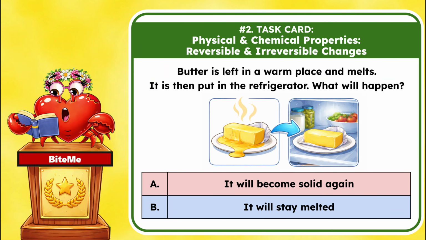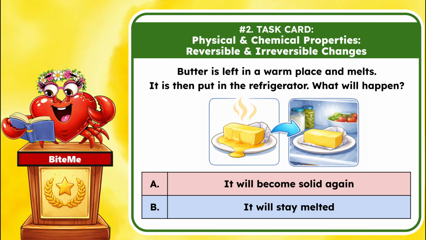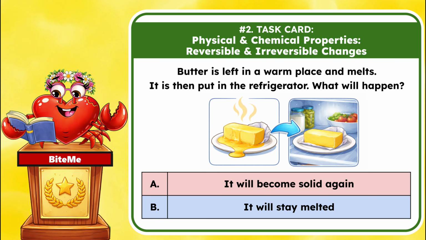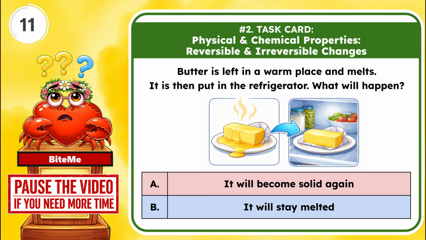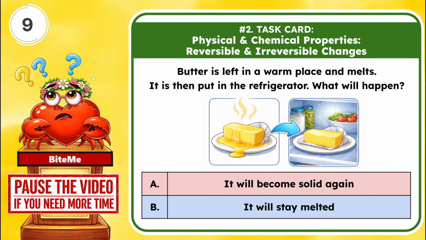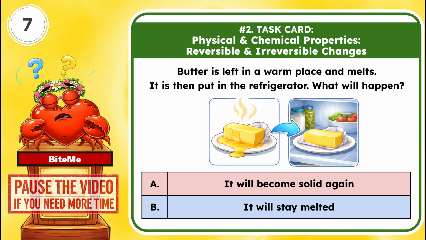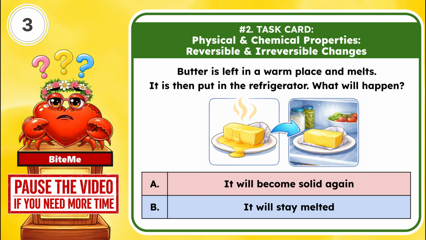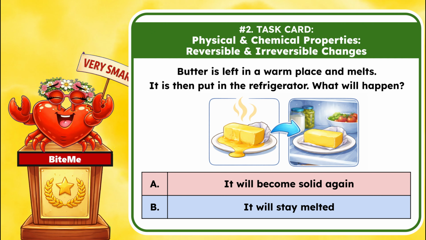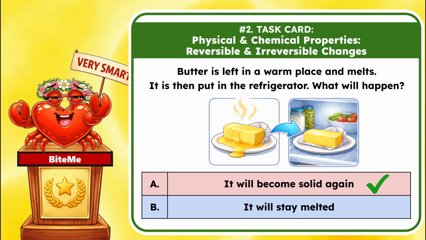Butter is left in a warm place and melts. It is then put in the refrigerator. What will happen? And the correct answer is letter A. It will become solid again.